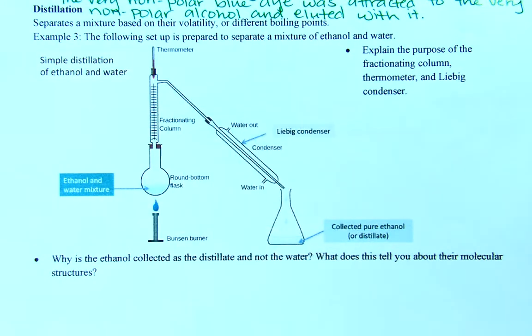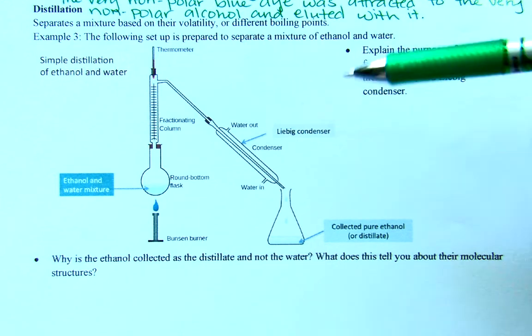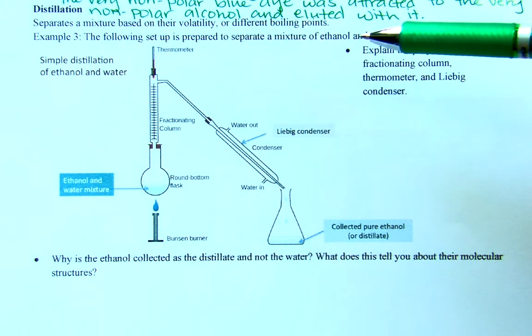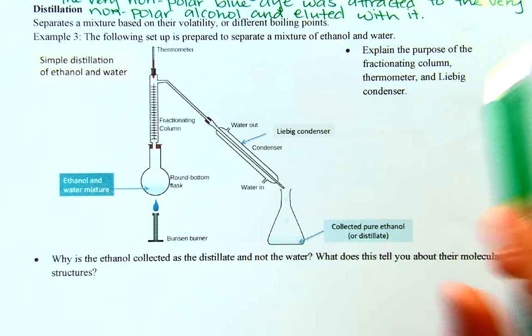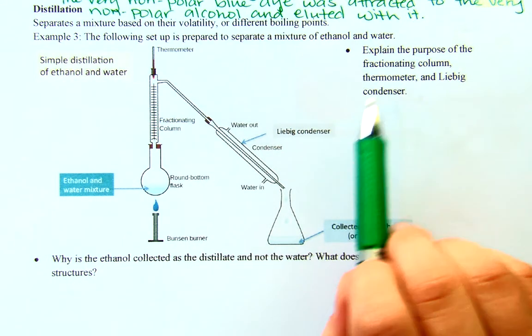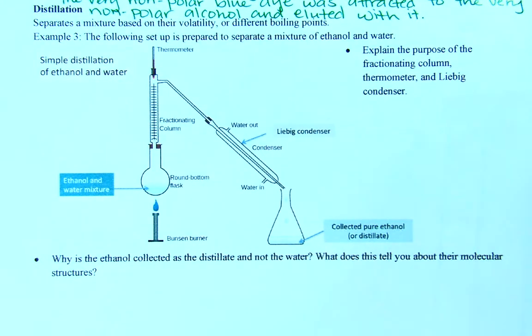So this really takes advantage of the different intermolecular forces in the different components of a miscible, or totally mixed, mixture. So the following setup is to prepare to separate a mixture of ethanol and water. Explain the purpose of the fractionating column, the thermometer, and the Liebig condenser. Please pause the video right now and see if you can remember what all of those are for.